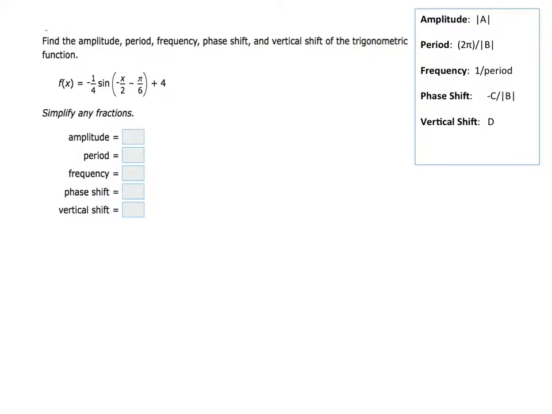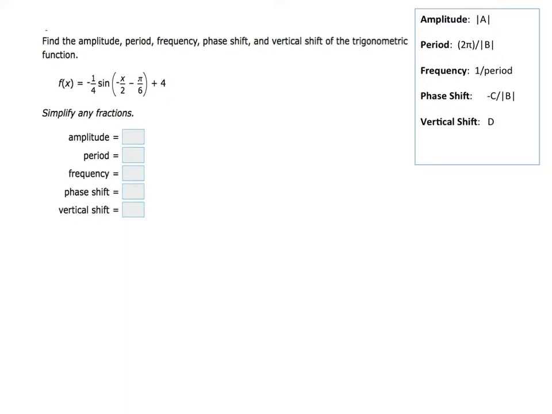So if we're given this function, f of x equals negative 1/4 sine quantity negative 1/2 x minus pi over 6 plus 4, let's find the amplitude, period, frequency, phase shift, and vertical shift. I made a list here of each of the formulas. If you just jot those down somewhere and keep them handy, then they'll be easy for quick reference whenever you need to do a problem such as this. And as long as you know where everything is within your formula, then you're good to go.